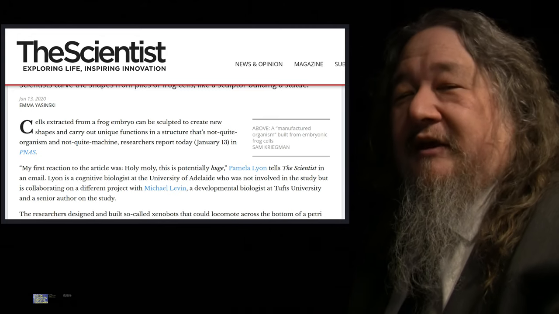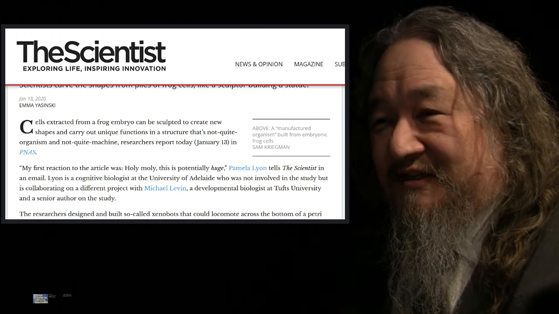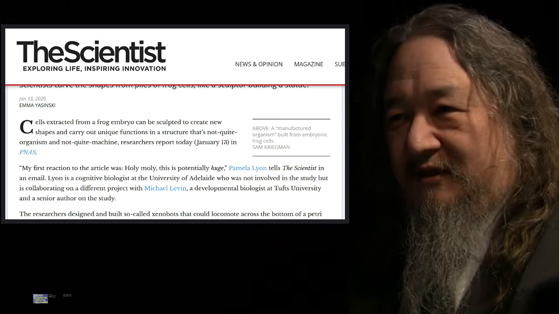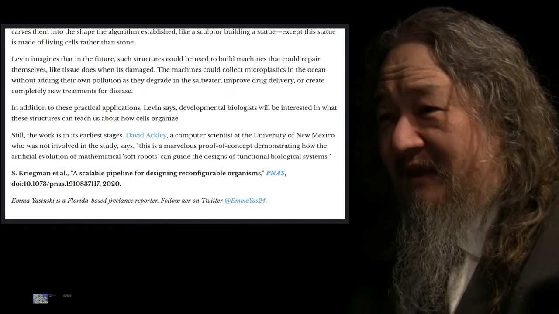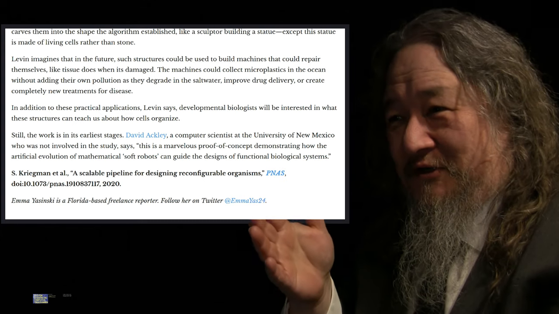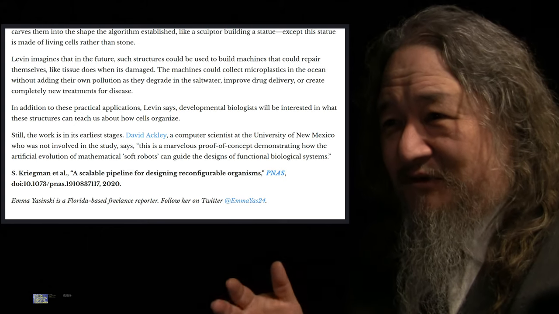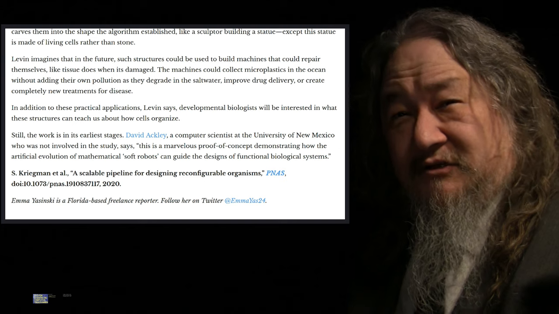The reason I mention it is that Emma Yazinski, the author of this news piece about the paper, got in touch with me over the weekend, and I contributed a blurb. "Still, the work is in its earliest stages. For computer science, this is a marvelous proof of concept demonstrating how the artificial evolution of mathematical soft robots can guide the design of functional biological systems."